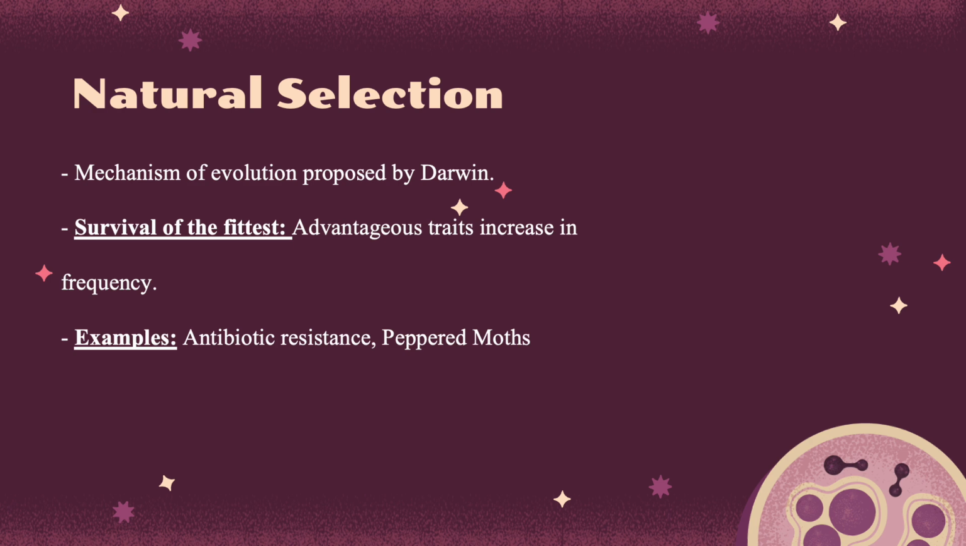Peppered moths during the Industrial Revolution evolved darker coloration to camouflage against soot-covered trees. And antibiotic resistance in bacteria has emerged due to the overuse of antibiotics. The more that we use our medications, the more bacteria become resistant to them. What other examples of natural selection can you think of in today's world?